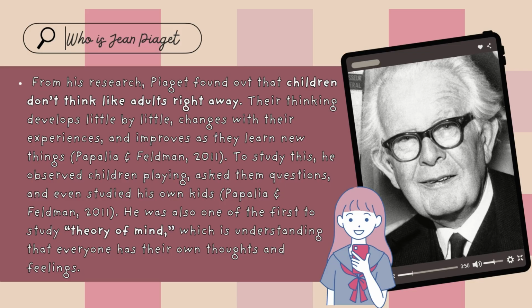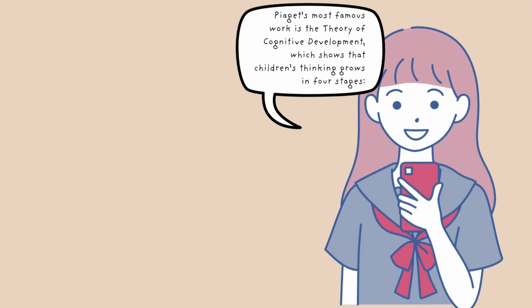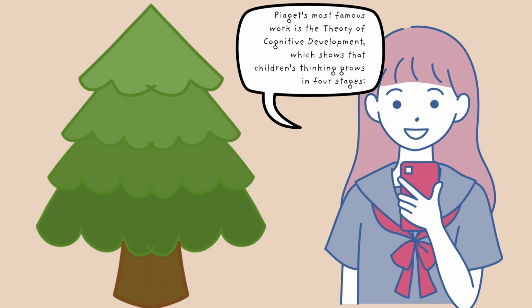To understand this better, he watched children play, interviewed them, and even studied his own kids. He was also one of the first to explore what we now call theory of mind, or the idea that each person has their own thoughts and feelings. His most famous contribution is the theory of cognitive development, which explains that children's thinking develops in 4 stages.